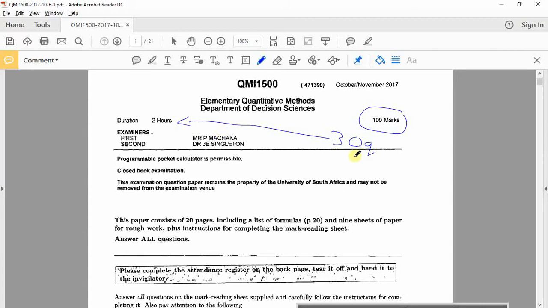So obviously keep your time management in mind. When you're doing the past paper, if you've finished 15 questions and you've only used half the time, an hour, then you're on track. If not, you're going too slowly.